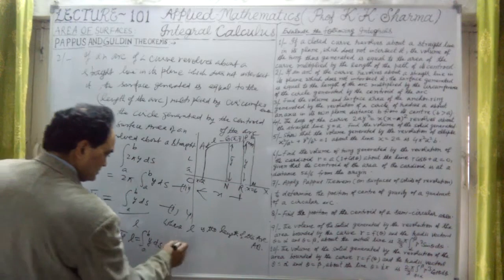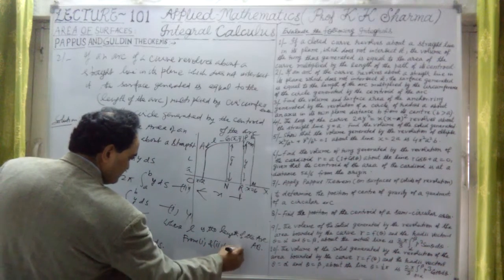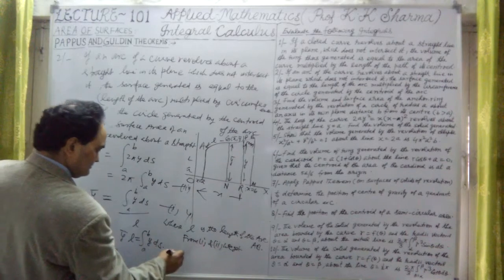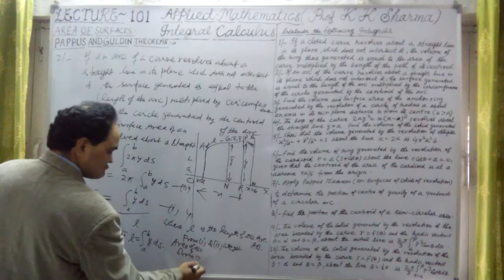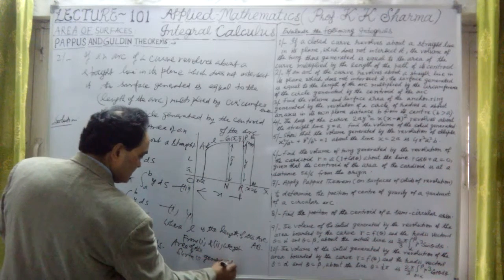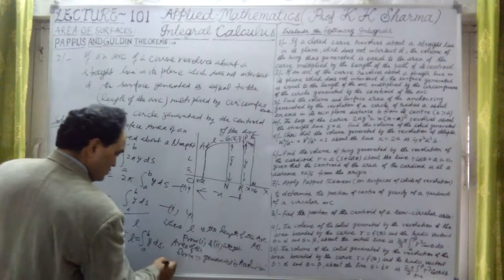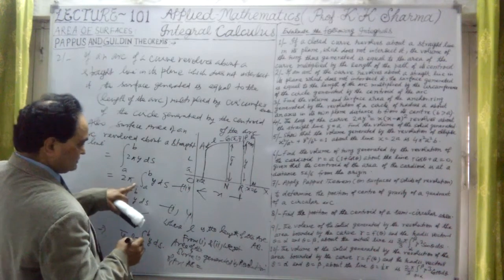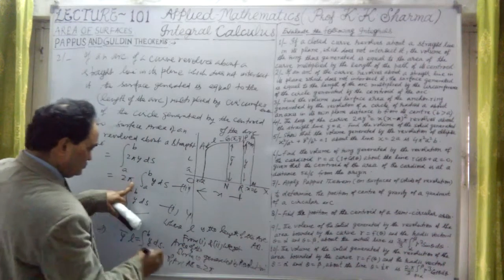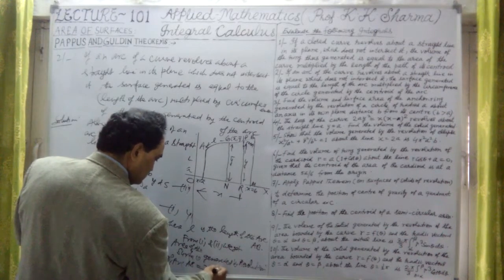So from the first and second equations, what do we get? We get the surface area, or area of the surface generated by revolution of arc AB, is equal to 2 pi into the integral of y into ds, and because the integral from A to B of y into ds is y bar into L, this is 2 pi y bar into L.